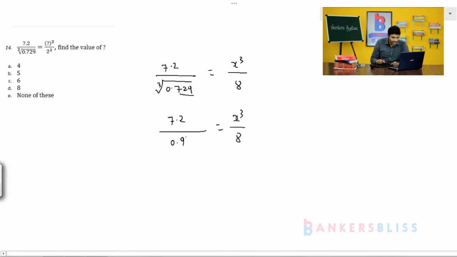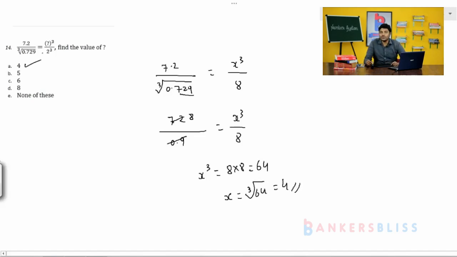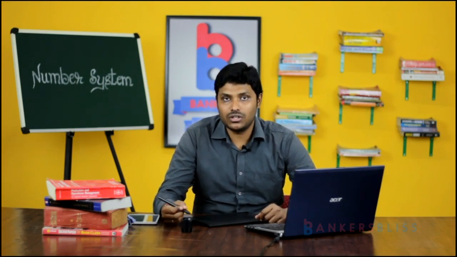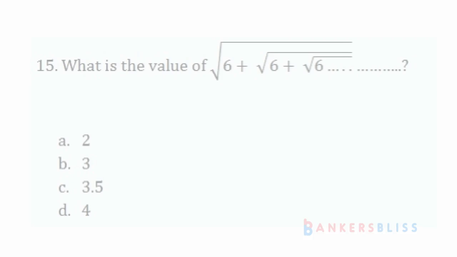So 9 8s are 72. Therefore, x cube is equal to 8 into 8, that is 64. Therefore, x is equal to cube root of 64, that is 4. Very simple. Answer A is the right answer. See, this problem appeared in your exam. So, how much time do you want to spend to calculate these types of problems? Max 30 seconds, not more than that. Okay, we shall move on to the next problem, problem number 15.